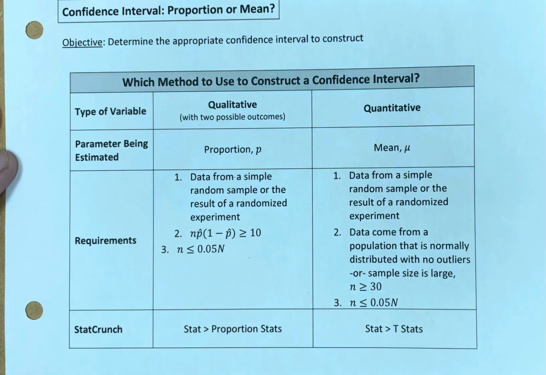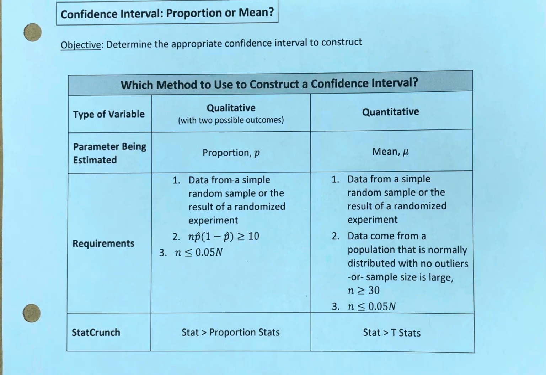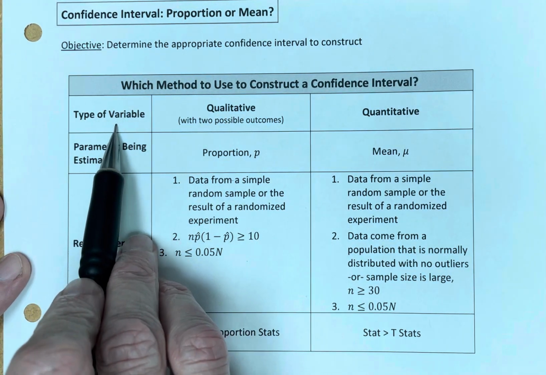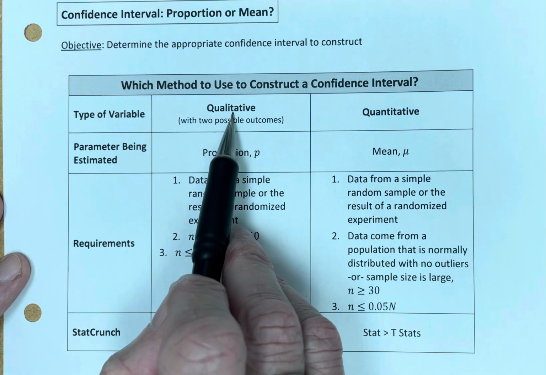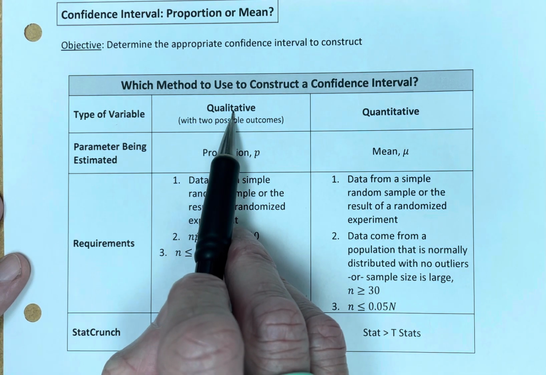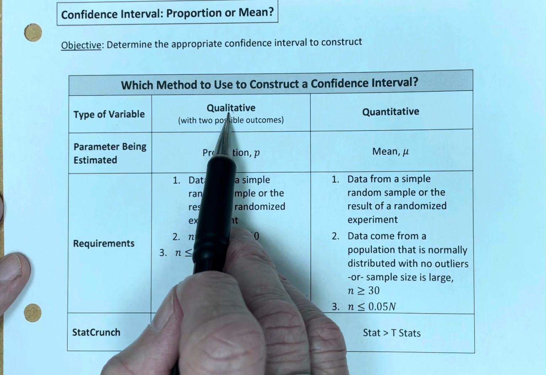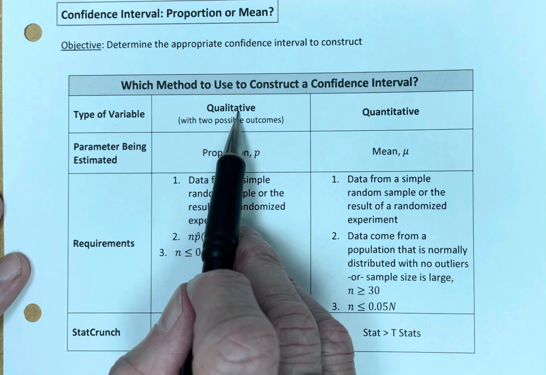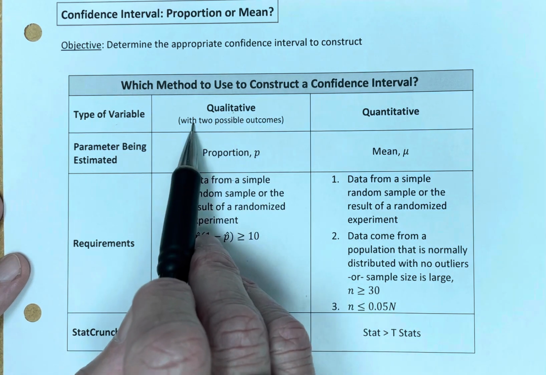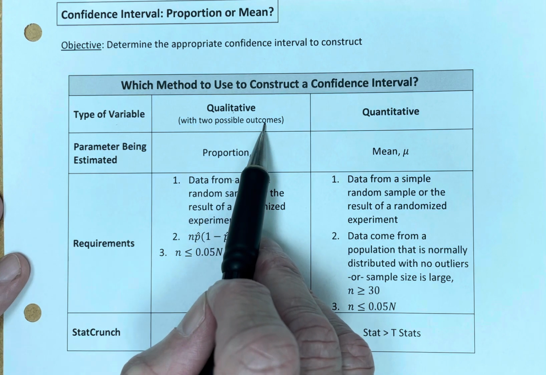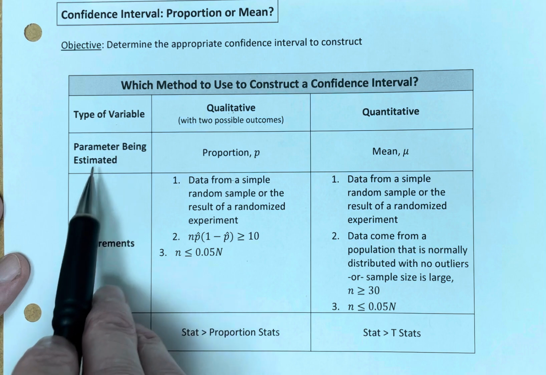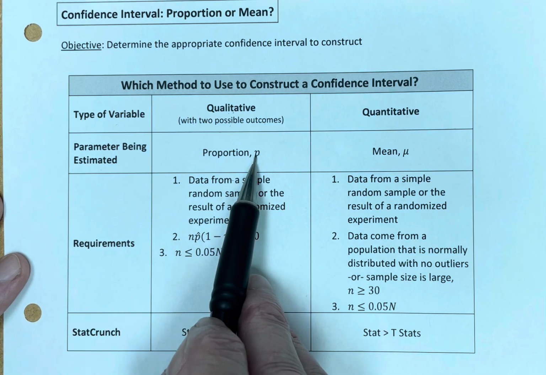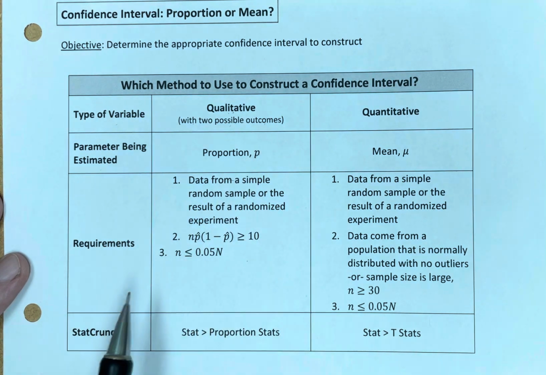All right, well, it depends on a few things. What type of variable are we talking about? If we're talking about a qualitative variable, it generally will be agree, disagree, yes, no responses, with two possible outcomes. The parameter we're estimating is the proportion, the population proportion.